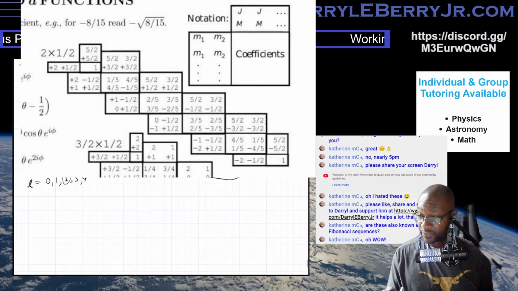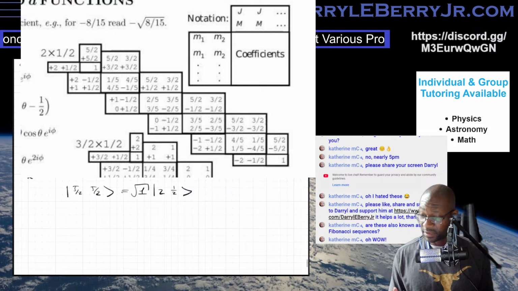So for the 2 1/2, I can say that we have the state 5 halves, 5 halves, starting at the top. And this is going to equal the square root of 1, and 2, and positive 1/2.